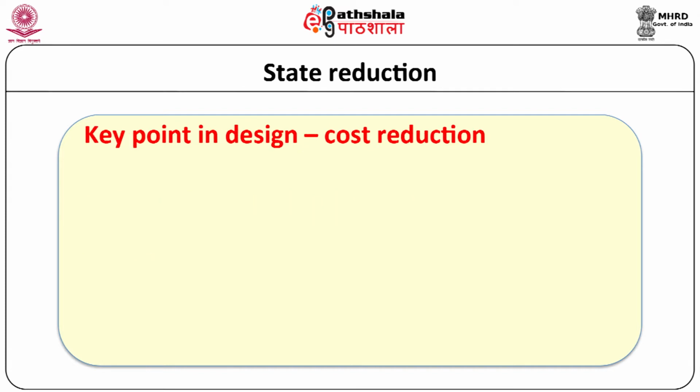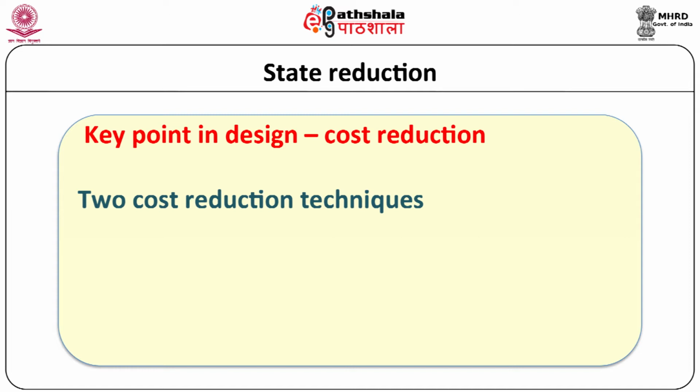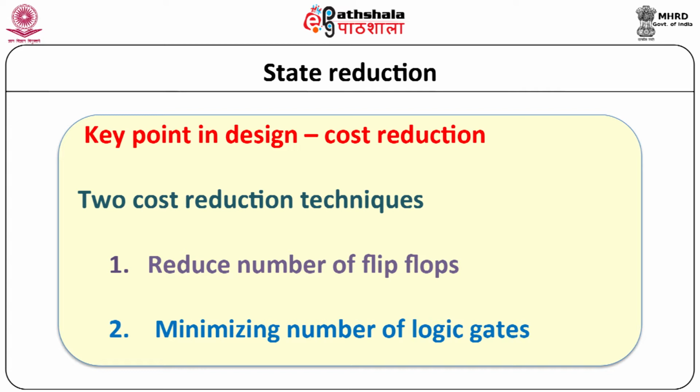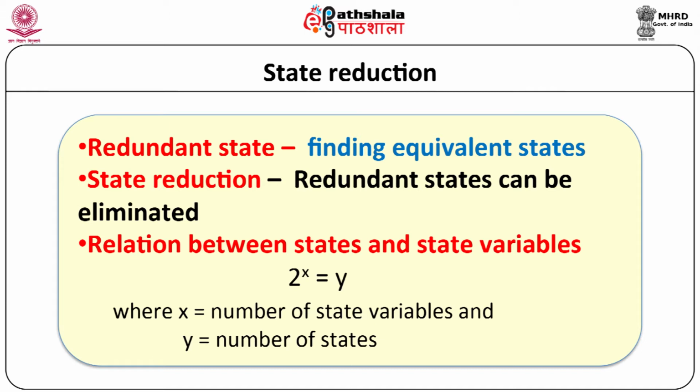Any design process should consider the problem of reducing the cost of the system. There are two cost reduction techniques. First, reducing the number of flip flops, and second, minimizing the number of logic gates. A skilled logic designer pays attention to finding the equivalent states in the state table. When one state is equivalent to another, then it can be treated as a redundant state. Such a redundant state can thus be eliminated from the state table.